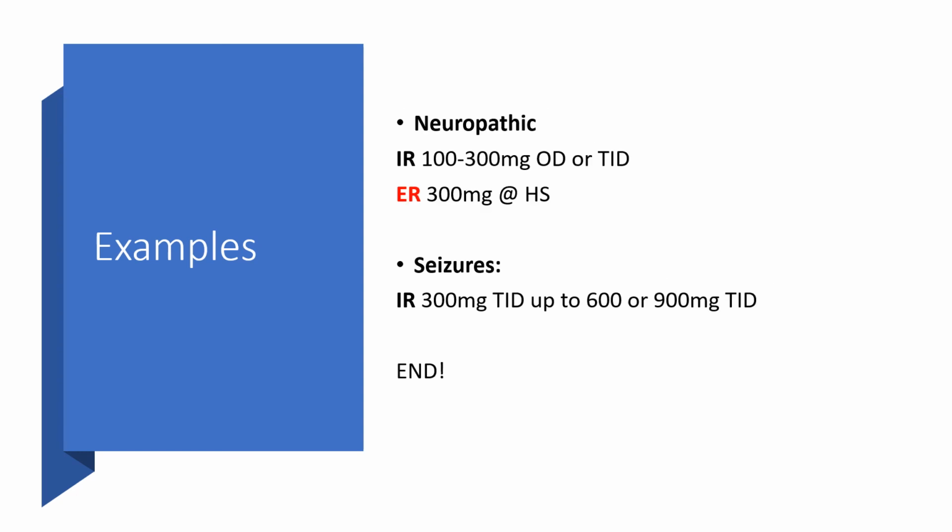In neuropathic pain, we can use both immediate release or extended release forms. You use the extended release at 300 mg at hour of sleep. In seizure disorders, we can use immediate release 300 mg 3 times daily up to 600 or 900 mg 3 times daily. And with that, I've come to the end of this presentation on gabapentin.